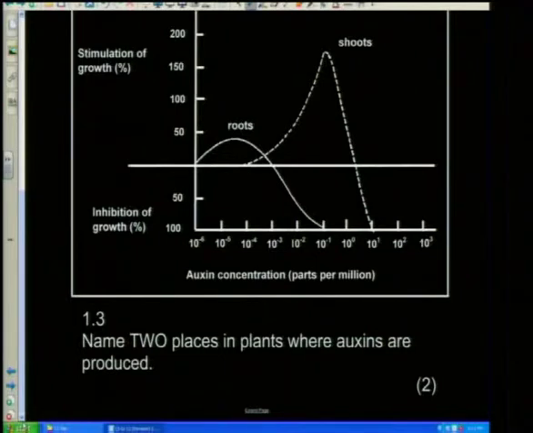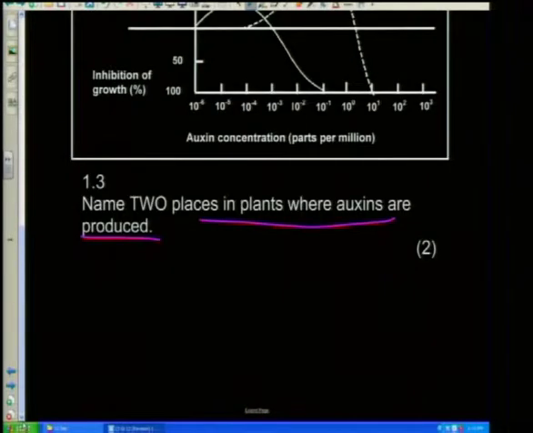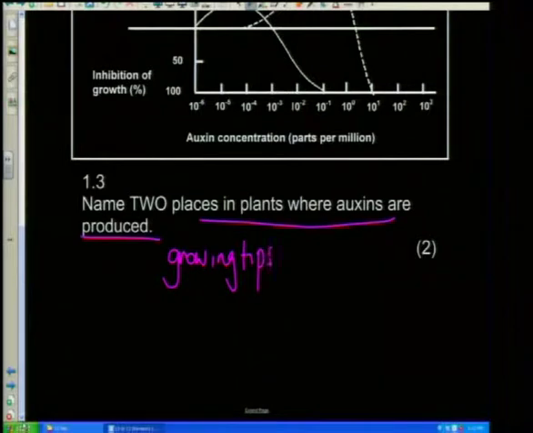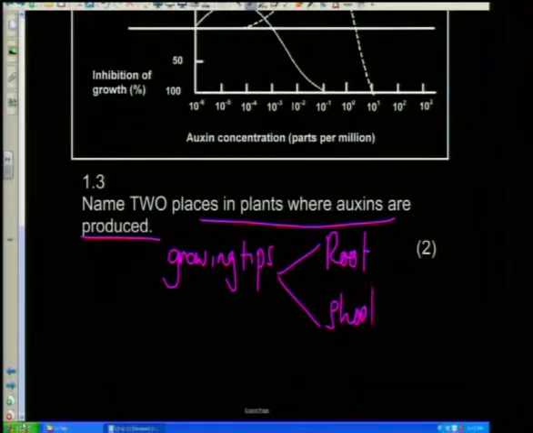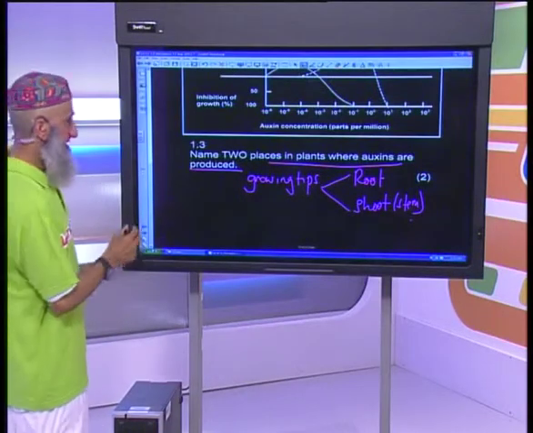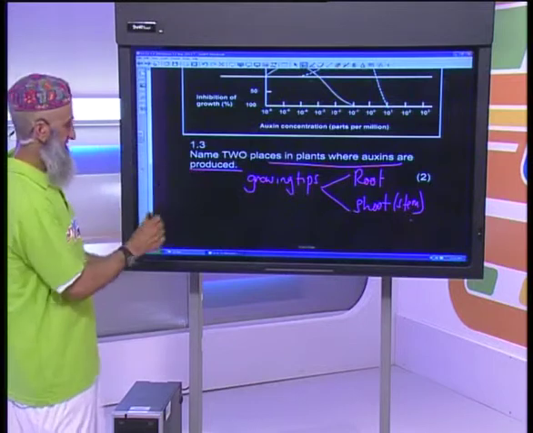They say, name 2 places in plants where auxins are produced. Where are auxins produced? And those are at the growing tips. Where do we get the growing tips? The growing tips of the root and the growing tip of the shoot or the stem. Straightforward, level 1 recall question.